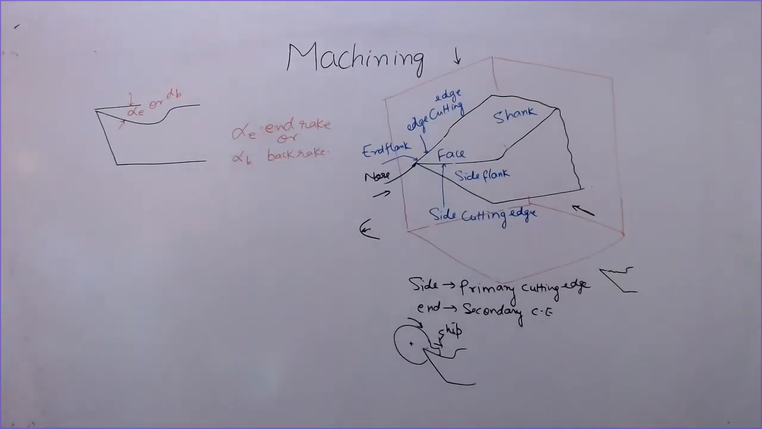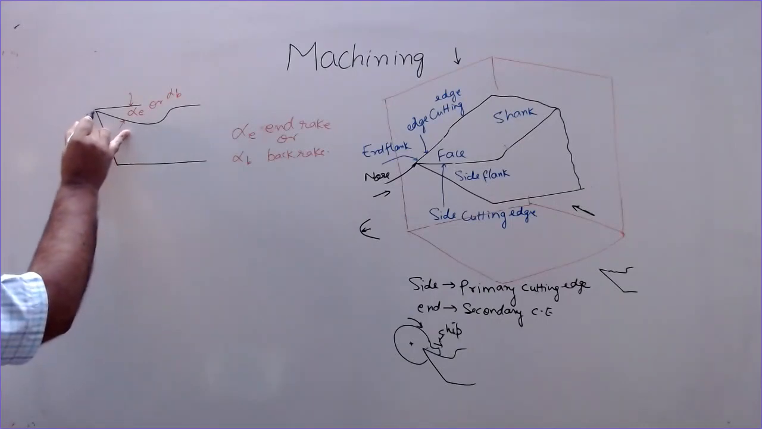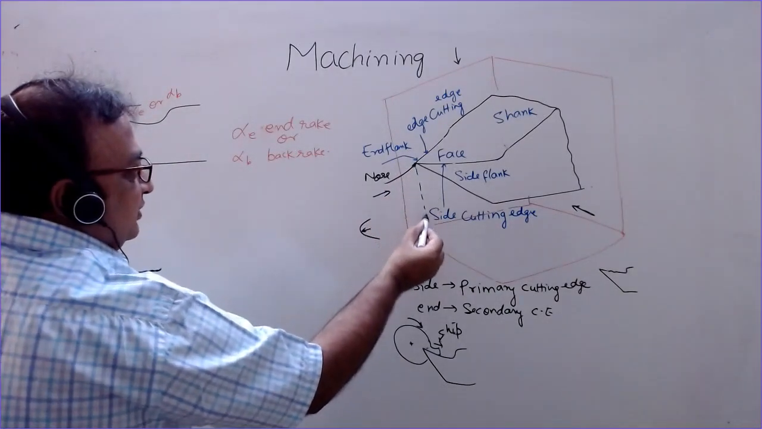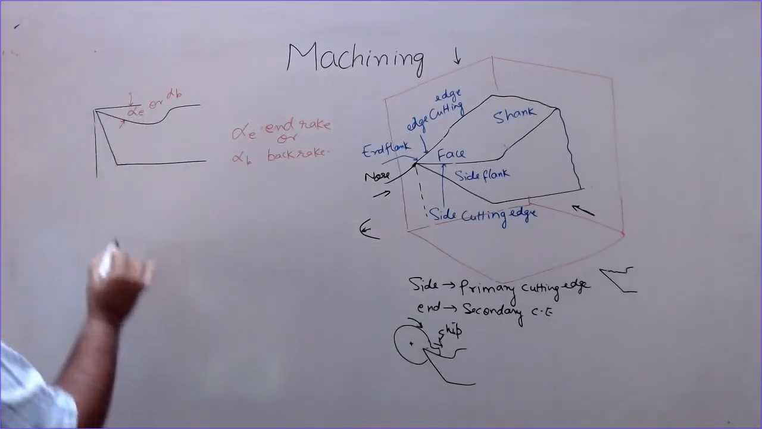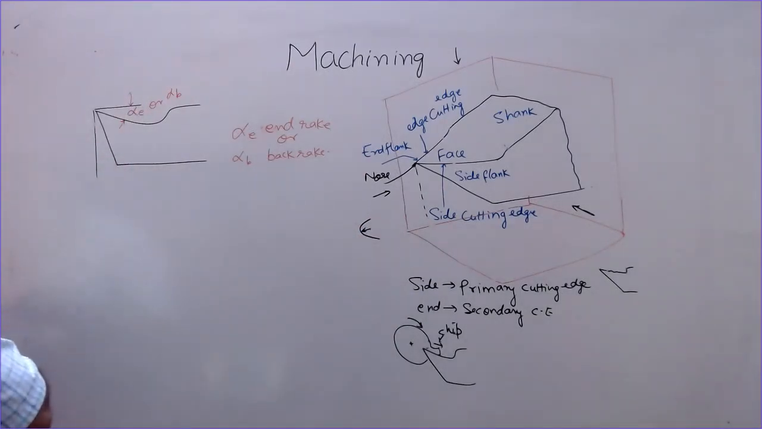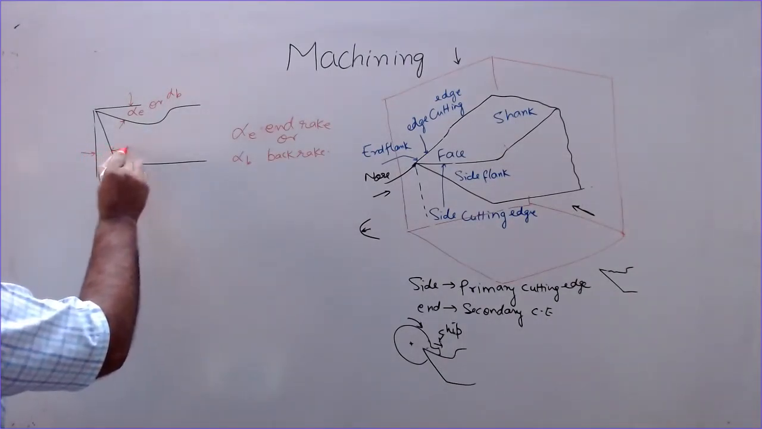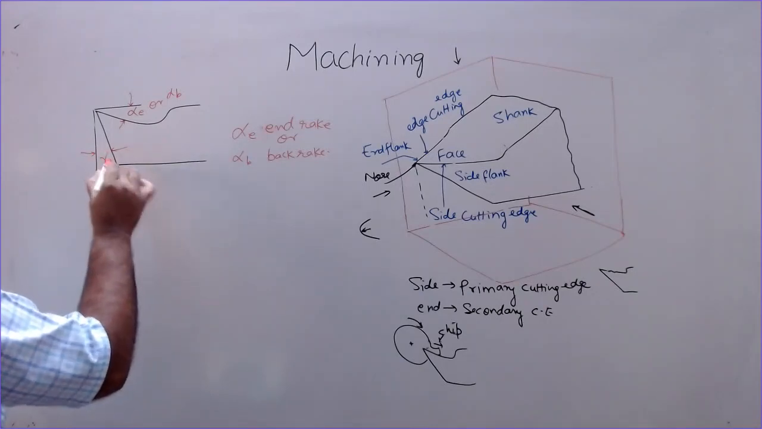These are the two names given to one and the same thing. Then in this view you can also see the clearance angle. This is the vertical plane. If you draw a vertical line here, this is the vertical plane. Then this angle is known as the clearance angle, which is the end clearance angle. We denote this by gamma.